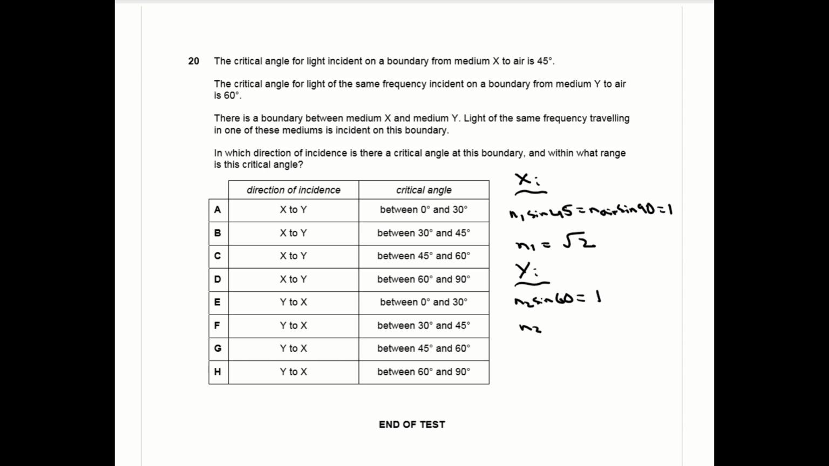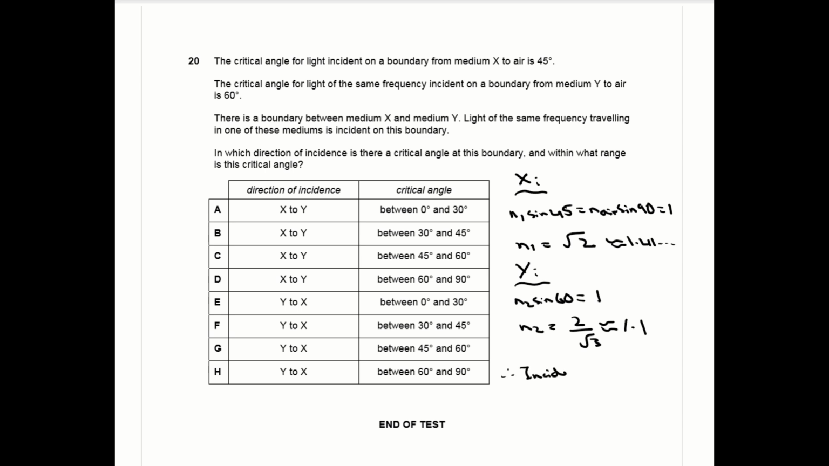Now root 2 is approximately 1.41 and 2 over root 3 is approximately 2 divided by 1.8, which is approximately 1.1. So for a wave traveling between mediums X and Y, for total internal reflection to occur, it must be traveling from a medium of higher refractive index to a medium of lower refractive index. So it must be going from X to Y.